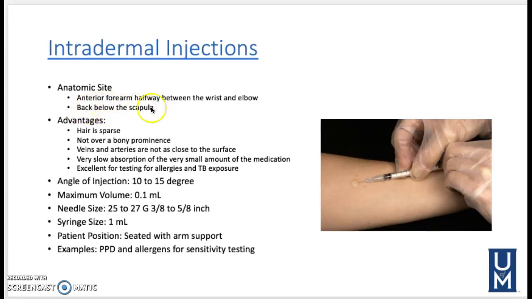If they're going to do it on their back, we probably have them seated up in a seat with no back or on the examination table. So examples, we've already said this, but purified protein derivatives, that PPD, test for TB exposure, and allergies or allergen sensitivity testing. So that's our intradermal injection.